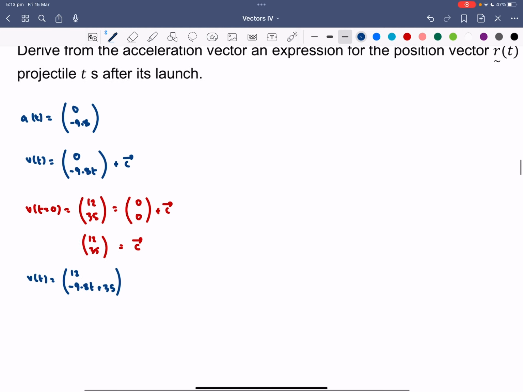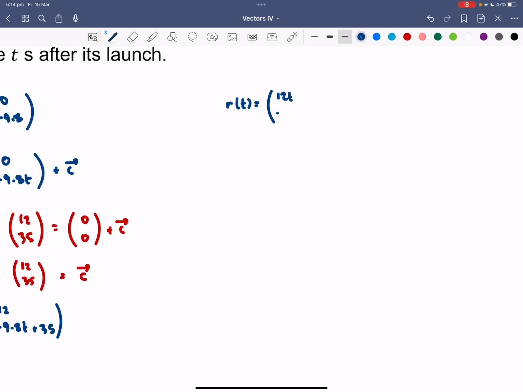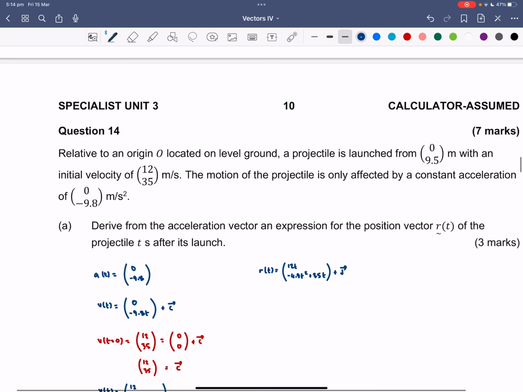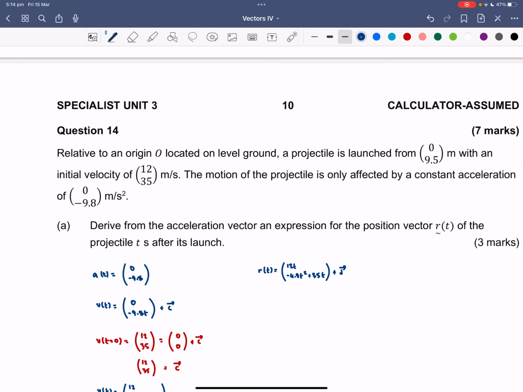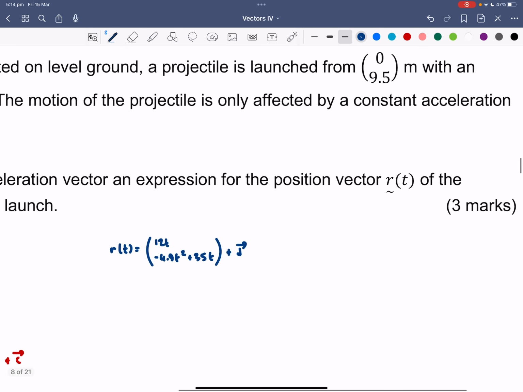So that's the velocity. So then to find the position vector, we just antidifferentiate that one more time. So the antiderivative of 12 is 12t, and the antiderivative of this is just minus 4.9t squared plus 35t plus c again. I'm just going to write plus d so we don't get confused with the other one. Alright, what is the initial position? It's launched from this point. So that's the initial position. I'm very confident that's going to be the c value.